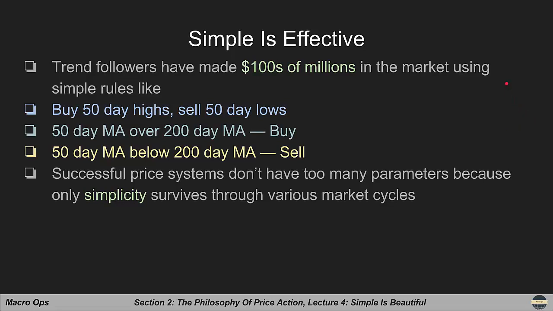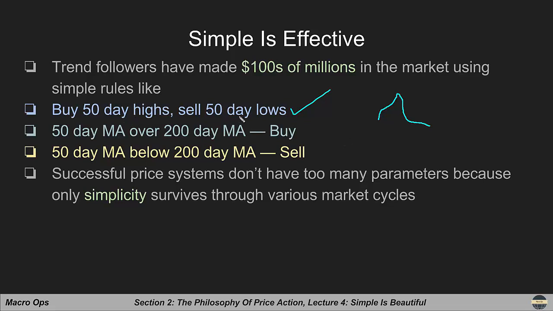So take the best price action traders of all time, trend followers who only use price action, no fundamentals, only price action in their inputs. They've made hundreds of millions in the market using very, very simple rules. All right, and these simple rules are like buy 50-day highs, sell 50-day lows. So if the asset's at a 50-day high, they buy, and if the asset's at a 50-day low, they sell.